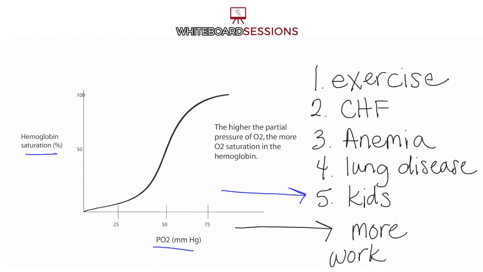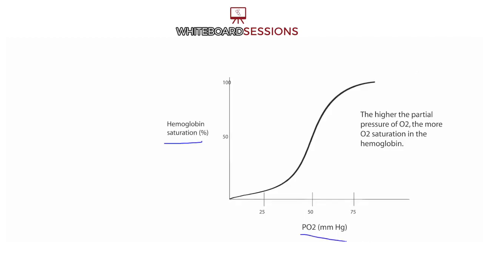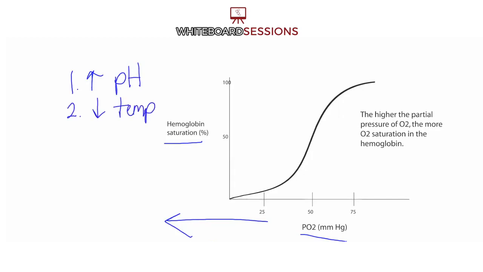Now, what happens when we shift that curve to the left? When we shift the curve to the left, basically that makes it easier. It makes that hemoglobin more readily able to bind to oxygen at a given pressure. Less work to saturate that hemoglobin. So things that cause this: higher pH, so basic environments, lower temperature, and reduced CO2 levels. I think that is all very important to know for your exam.